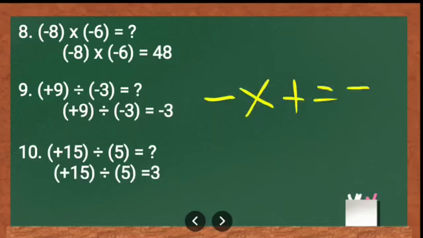Yes, so next one is plus 15 divided by 5. So 15 divided by 5 is 3. Here both the numbers are positive integers, so the answer will also be a positive integer. Okay, so I hope you all understood what integers are and the basic operations on integers.